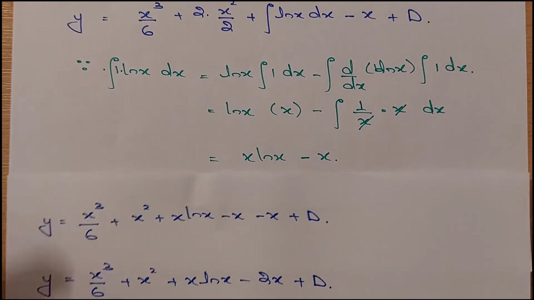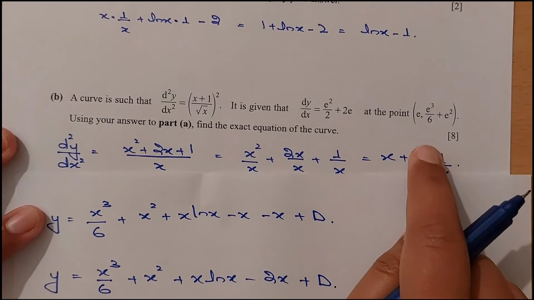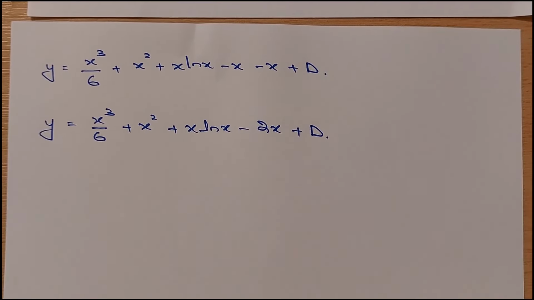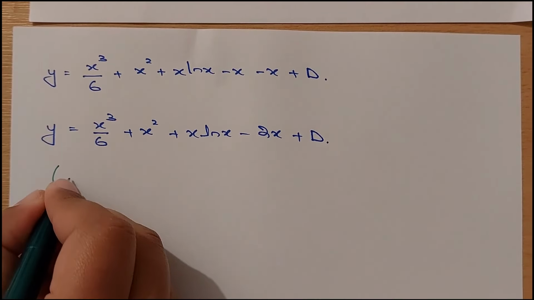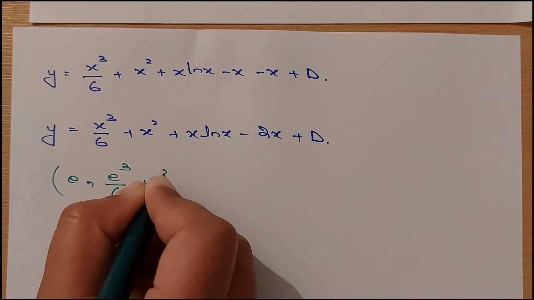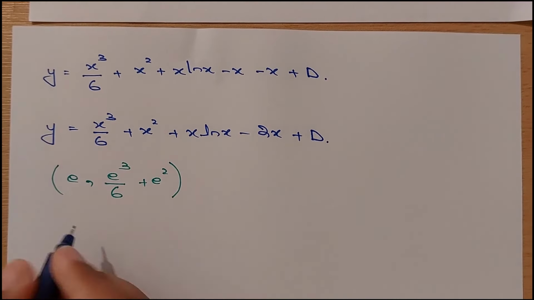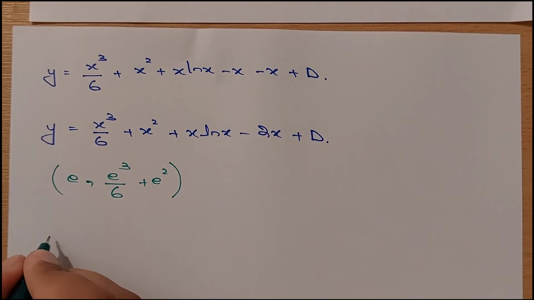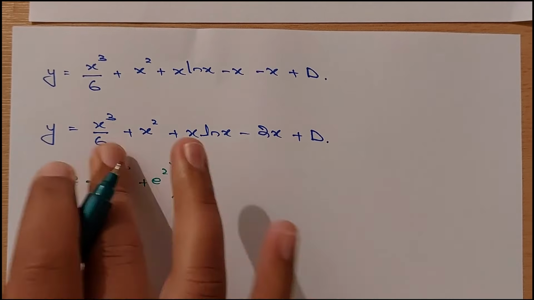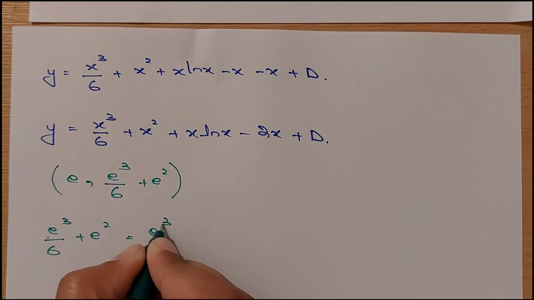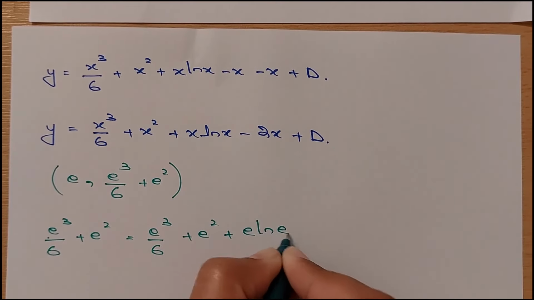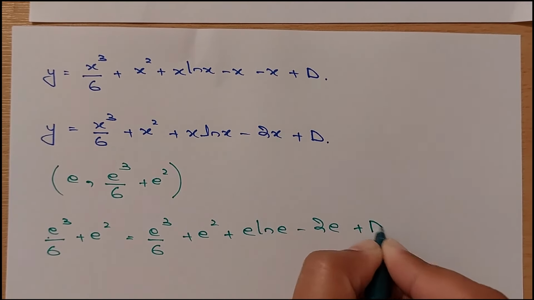Now to solve for d, we need to use the condition, the point x and y. The point we have is x equals e and y equals e cubed over 6 plus e squared. So we substitute y as e cubed over 6 plus e squared, and x with e, giving e cubed over 6 plus e squared plus e ln e minus 2e plus d.